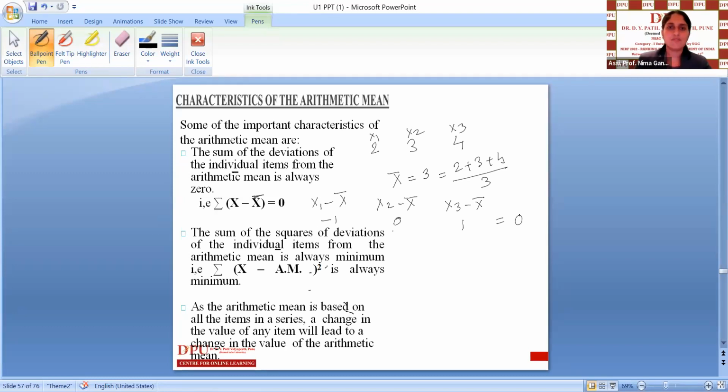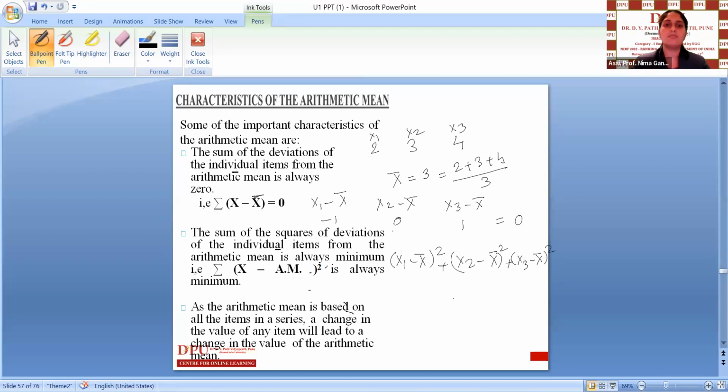The sum of the squares of deviations of the individual items from the arithmetic mean is always minimum. So if you are squaring, it means you are finding X1 minus X bar square, X2 minus X bar square, X3 minus X bar square, and you are taking the addition. Then it is always minimum. If you take deviations from any other number, the result is more than whatever your calculation is.